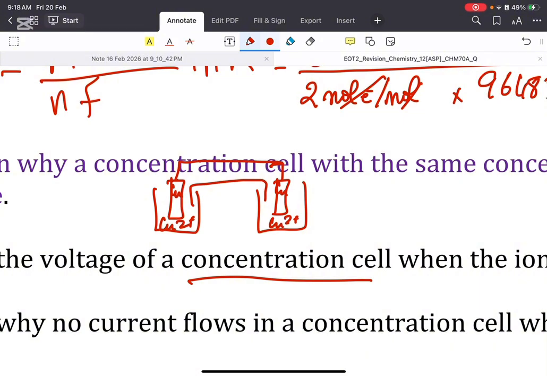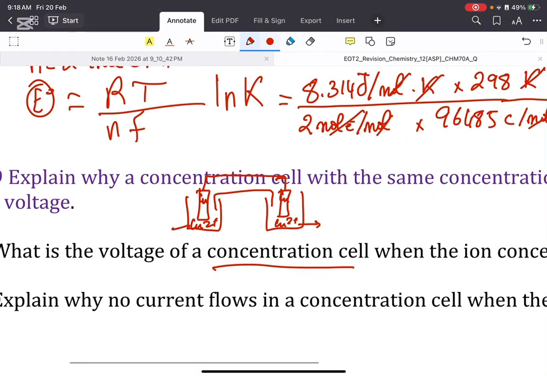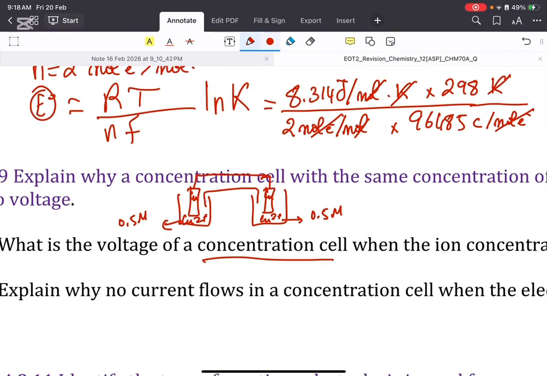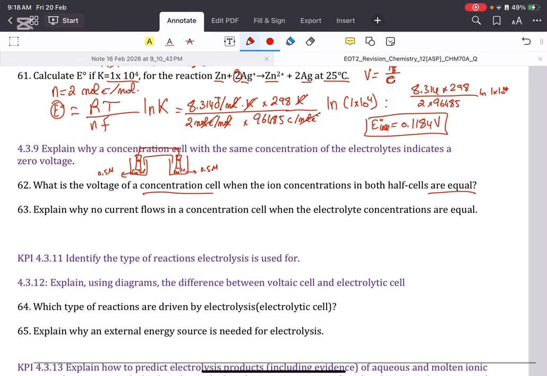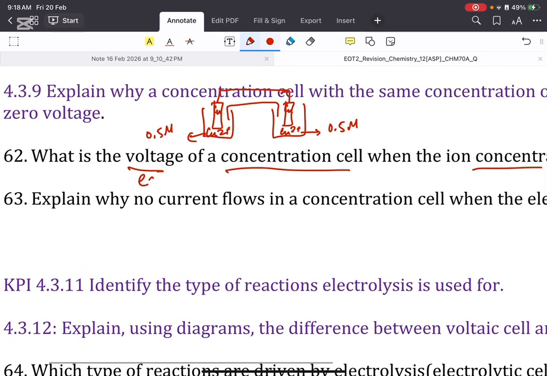A concentration cell is a cell where the anode and the cathode use the same solution and they have the same electrodes. Now usually if the concentration here and here are different, there is a voltage. But when the concentrations are equal, so let's say this is 0.5 molar and this is 0.5 molar, at that point the voltage is equal to 0.